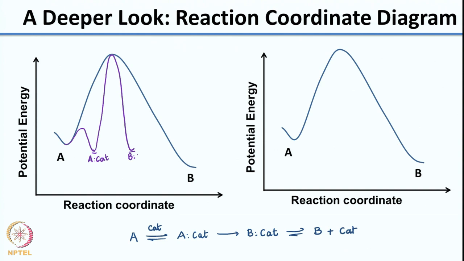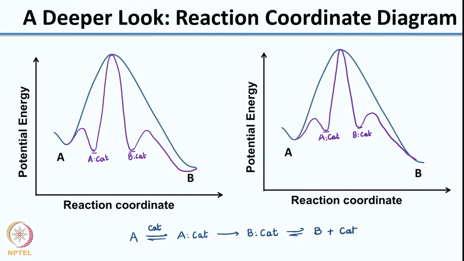And then, since B is bound, you have the product that is formed. So, this is one scenario. Another scenario is, say the catalyst binds very weakly to the reactant. So, again you get the A catalyst complex. Then again it does not bind to the transition state. So, let us call this B catalyst. And then finally, you get your product. So, this is the second scenario.